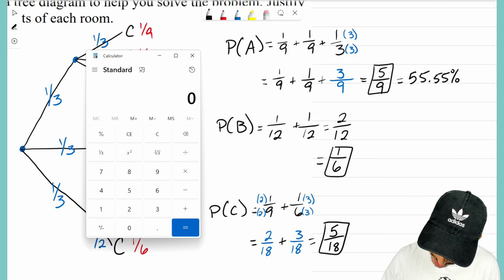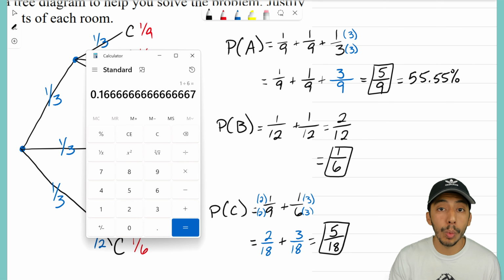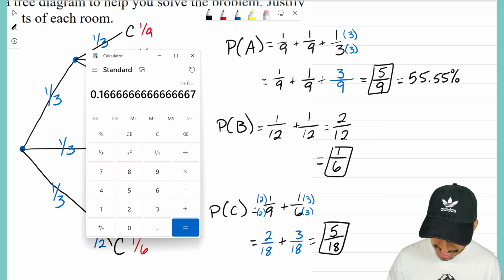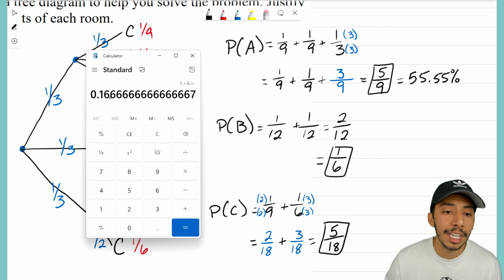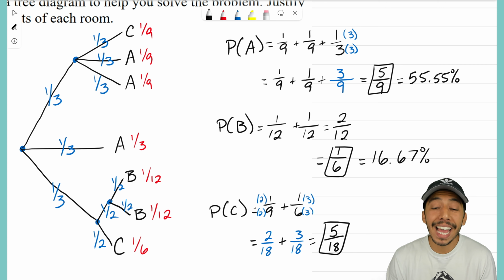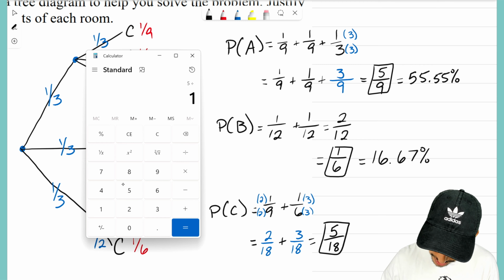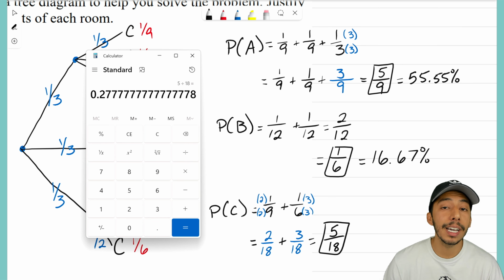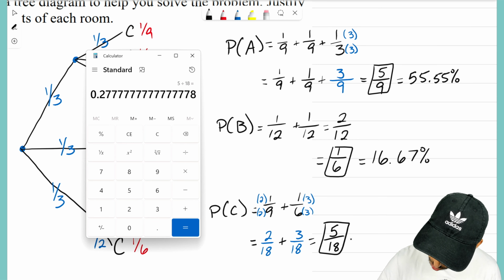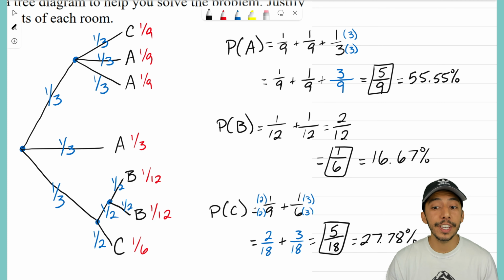Let's go ahead and do room B. 1 divided by 6 ends up with 0.16666 repeating. Again, move that decimal over 2 spots. So this should end up equaling about 16.67%. All right, last but not least, let's do room C on the very bottom. We have to take 5 and divide it by 18, and we end up with a percentage of about 27.78%.